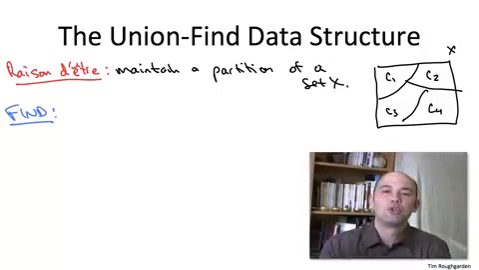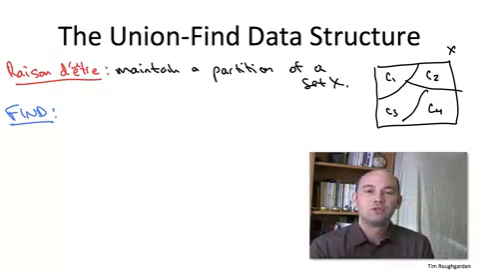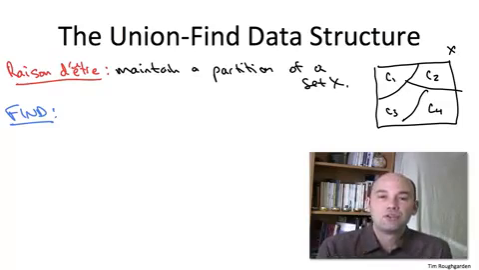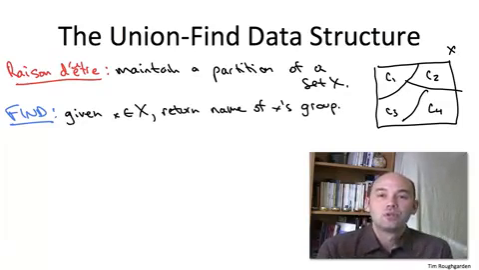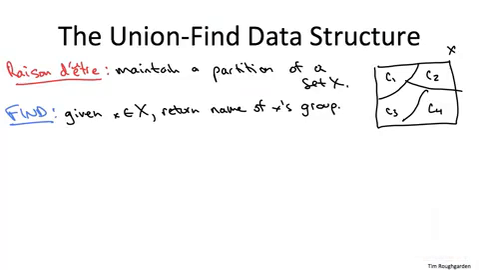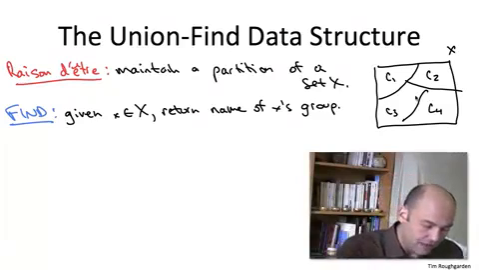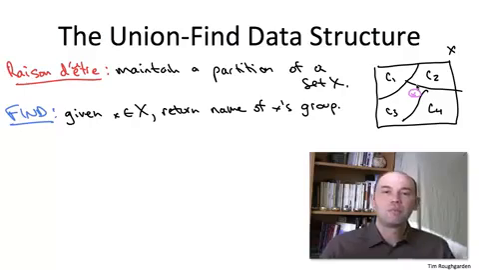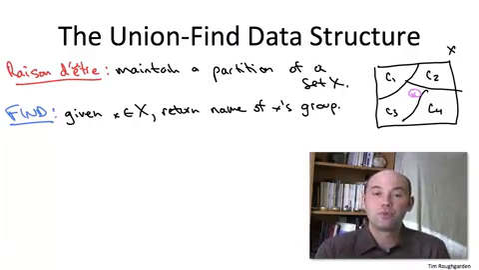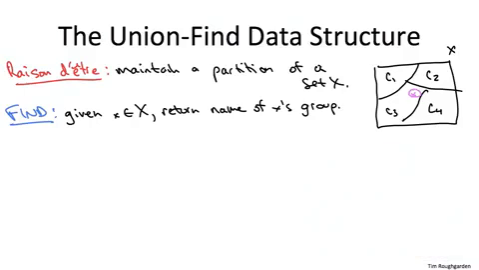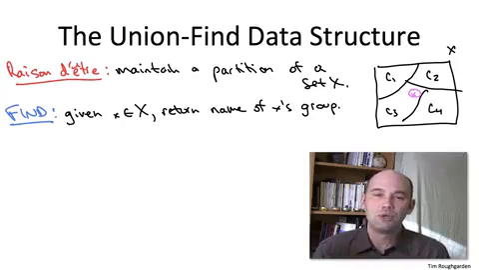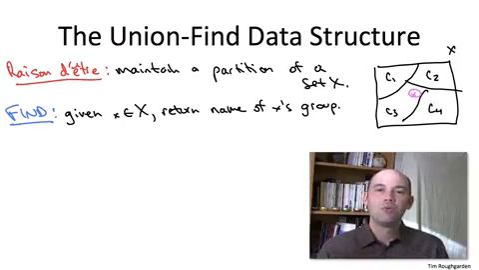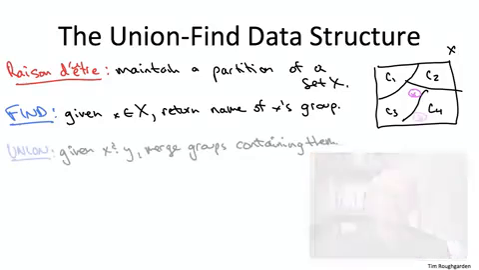The data structure should support two operations, no prizes for guessing the names of those two operations. First is the find operation. Given an object from the universe, return the name of that object's group. So for example, if X was in the middle of this square that I've put on the right, representing the universe capital X, we would return C3, the name of the group that contains X. In the context of Kruskal's algorithm, we use the find operation to check for cycles. How did we know whether adding a new edge would create a cycle with respect to the edges we've already chosen? Well, it would be if and only if the endpoints of that edge were already in the same connected component. That is, if and only if the two find operations return the same answer.